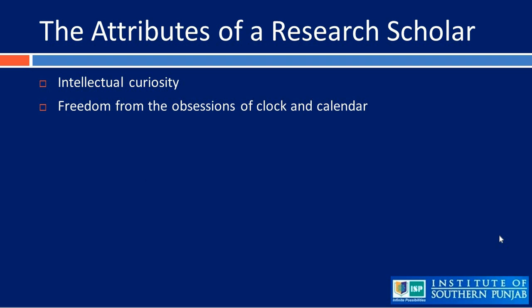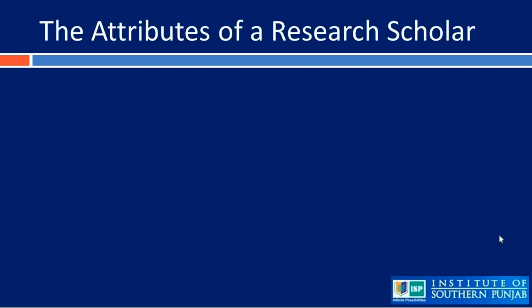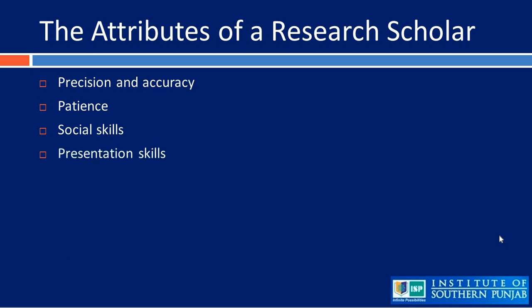It means he should have enough time to do research work. He should have flexibility. He should have keen observation. The researcher should be intelligent. The researcher should be passionate for knowledge. He should have a questioning attitude, spirit of inquiry. He should have precision and accuracy in obtaining the solutions, and patience, social skills, presentation skills, and writing skills. These are the qualities of a good research scholar.